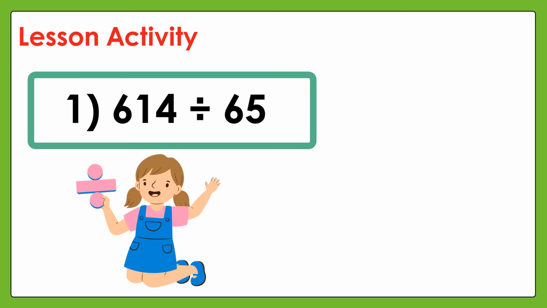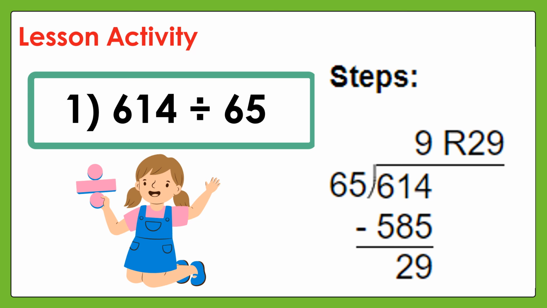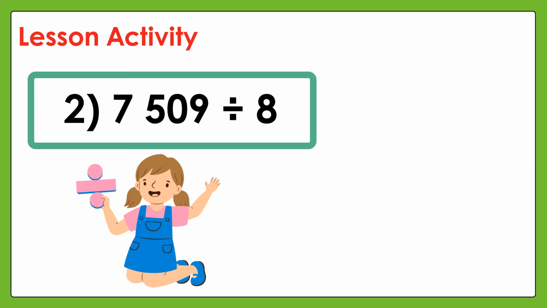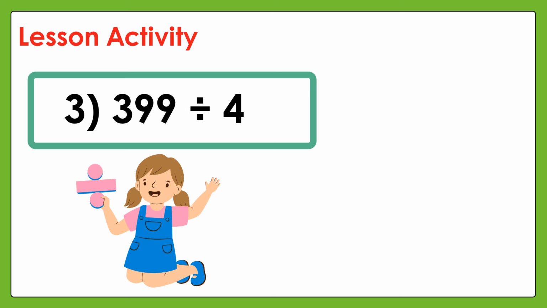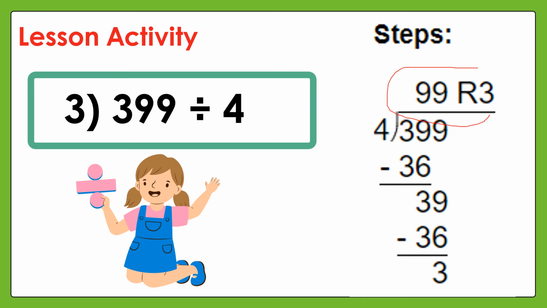Let's have a lesson activity. Number 1, 614 divided by 65 is equal to 9 with remainder 29. Number 2, 7,508 divided by 8 is equal to 938 with remainder 5. Number 3, 399 divided by 4 is equal to 99 with remainder 3.